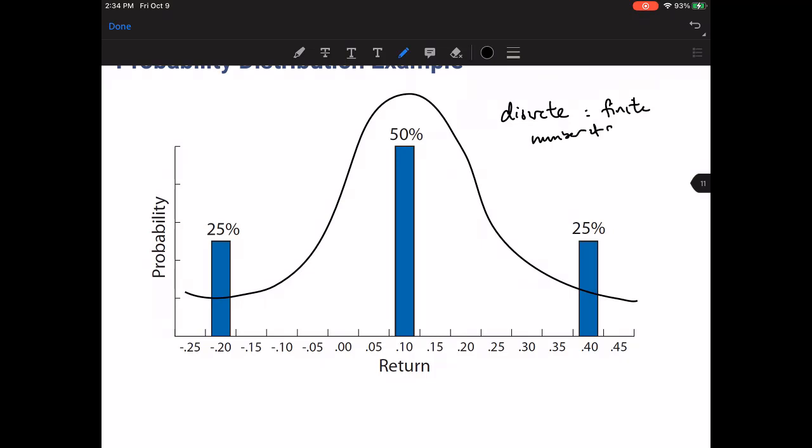Finite number of states or possibilities, and we will assign likelihoods to each of those states.